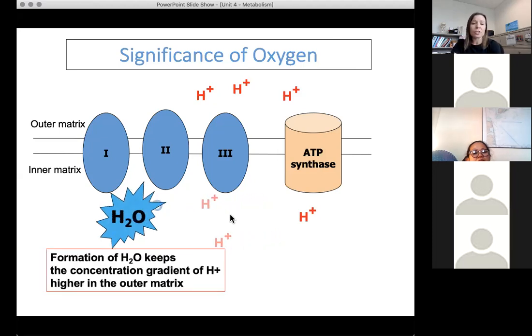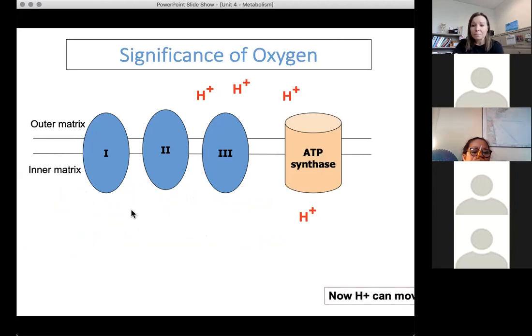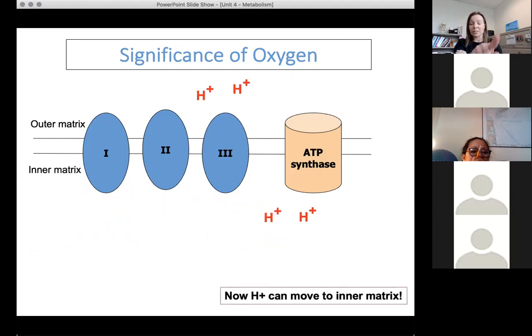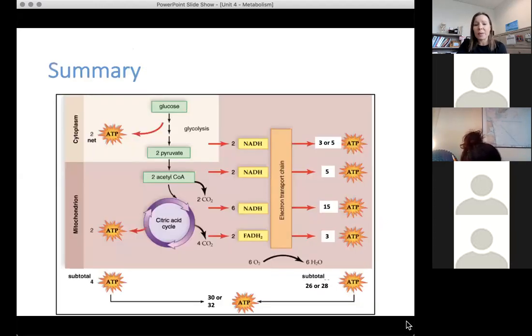So here's what you can do. You take these hydrogen ions away by attaching them to oxygen and making water. Now they're gone. Now you do have a difference in concentration. So hydrogen ions can move back in. Okay, so that's really significant. Why you have to have oxygen present so that the oxygen can bind to the hydrogen ions, carry them away, and more hydrogen ions can continue to move in through the ATP synthase. So you can continue to make ATP.